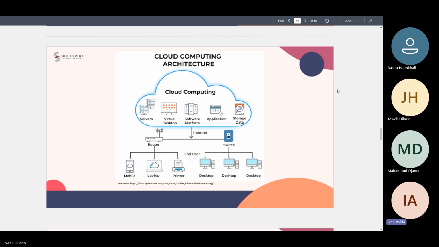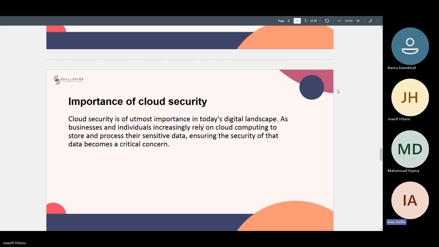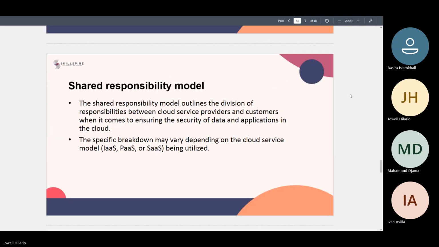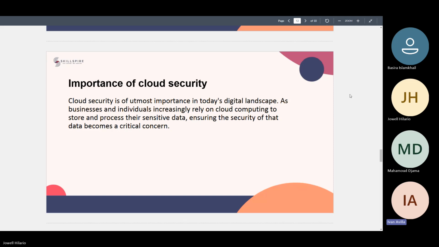Next slide, please. We'll go to the next one, importance of cloud security. All right, so one more up, importance of cloud security. I might be lagging here on mine. All right.